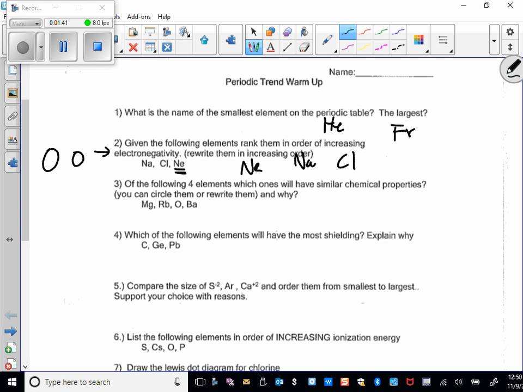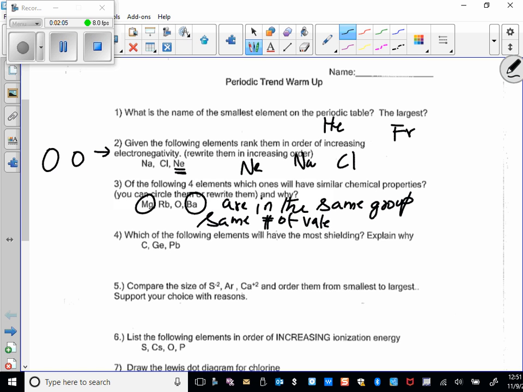All right. Which ones will have similar chemical properties? Now, magnesium and barium are in the same group. If they are in the same group, what is the same about them? Same number of valence electrons. If they have the same number of valence electrons, the reactivity tends to be similar.